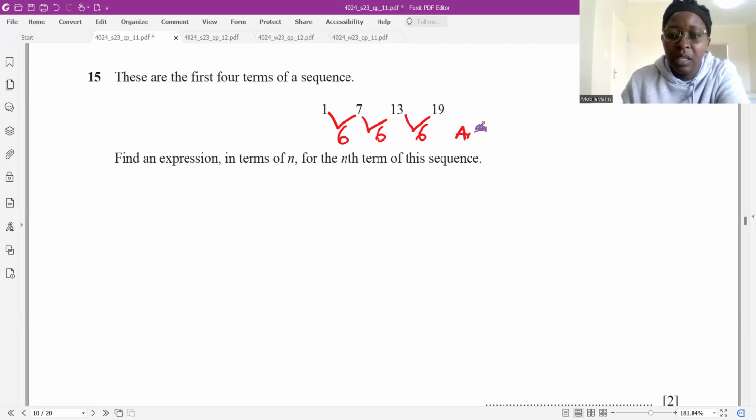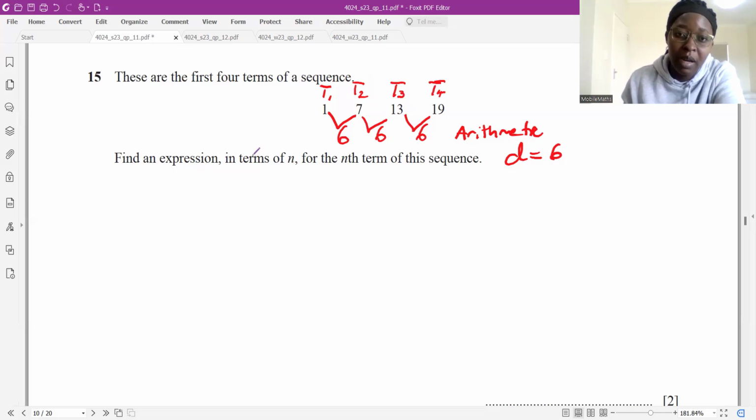This is an arithmetic sequence. You find out they've got a common difference, which is a 6. So we can use the common difference 6 to generate the expression in terms of n for the nth term that we need for this sequence. So this is our term number 1, term number 2, term number 3, and term number 4. I'm going to start with term number 2.